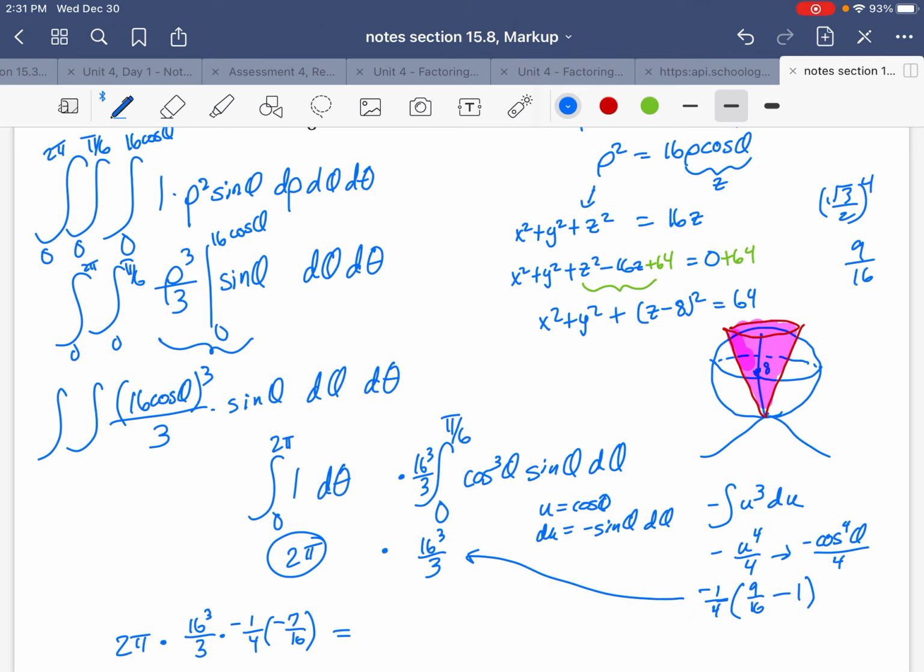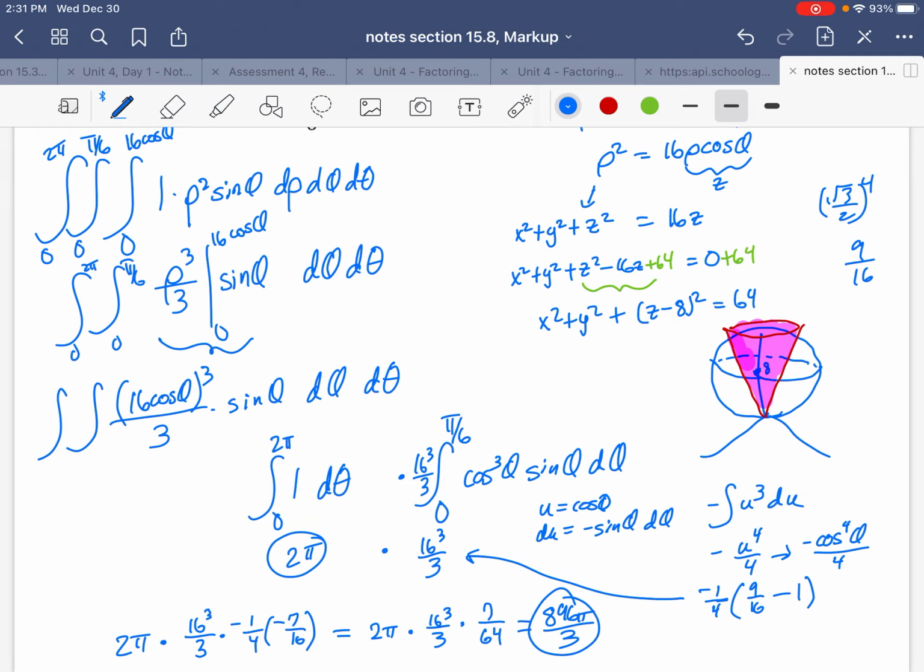All right, so let's clean this up even more. I got 2 pi, 16 to the third over 3, and 2 negatives makes it positive, so I have 7 over 4 times 16 is 64. 16 goes into 64, and basically what you're going to get when you clean this up is 896 pi over 3. Probably used a calculator on that.